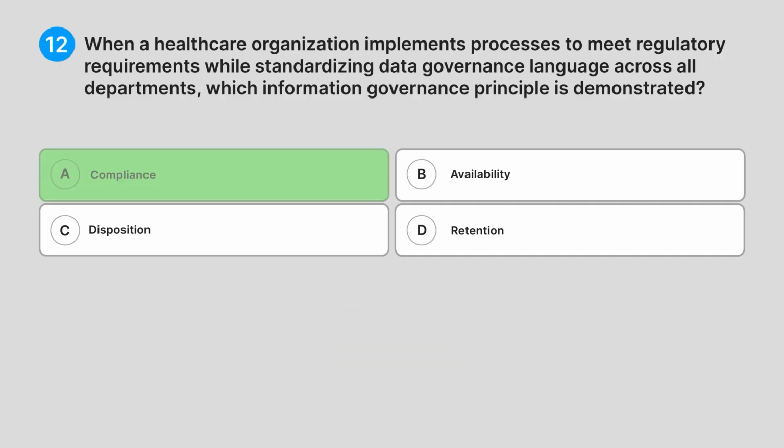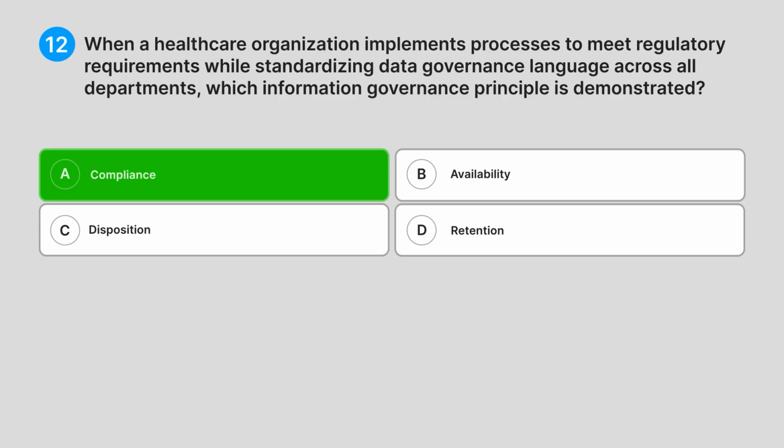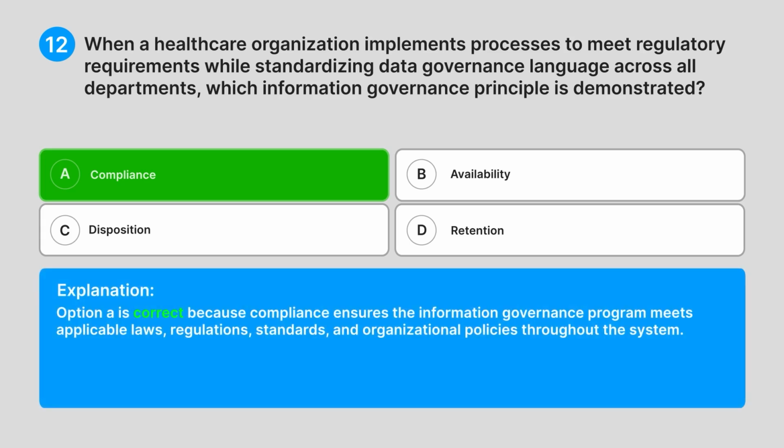Correct answer, A. Compliance. Explanation. Option A is correct because compliance ensures the information governance programme meets applicable laws, regulations, standards, and organisational policies throughout the system.